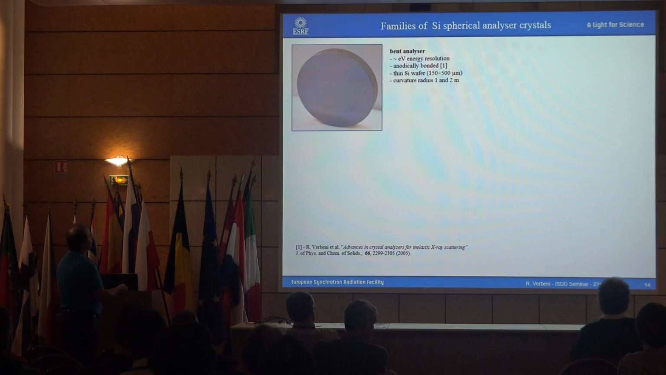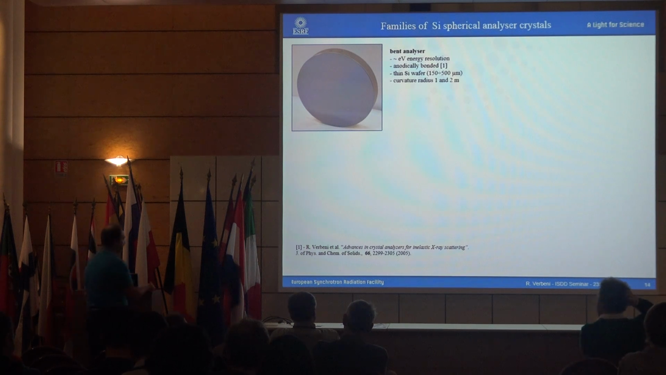The first one we call the bent analyzer. It is a thin wafer, 150, maybe sometimes 500 microns, bonded on the spherical surface. The curvature radius can be 1 or 2 meters. This is done with anodic bonding. You can find other information on the construction in this paper here. This is normally used for medium energy resolution measurements. Normally it is around 1 eV, depending on the curvature radius you are going to use.